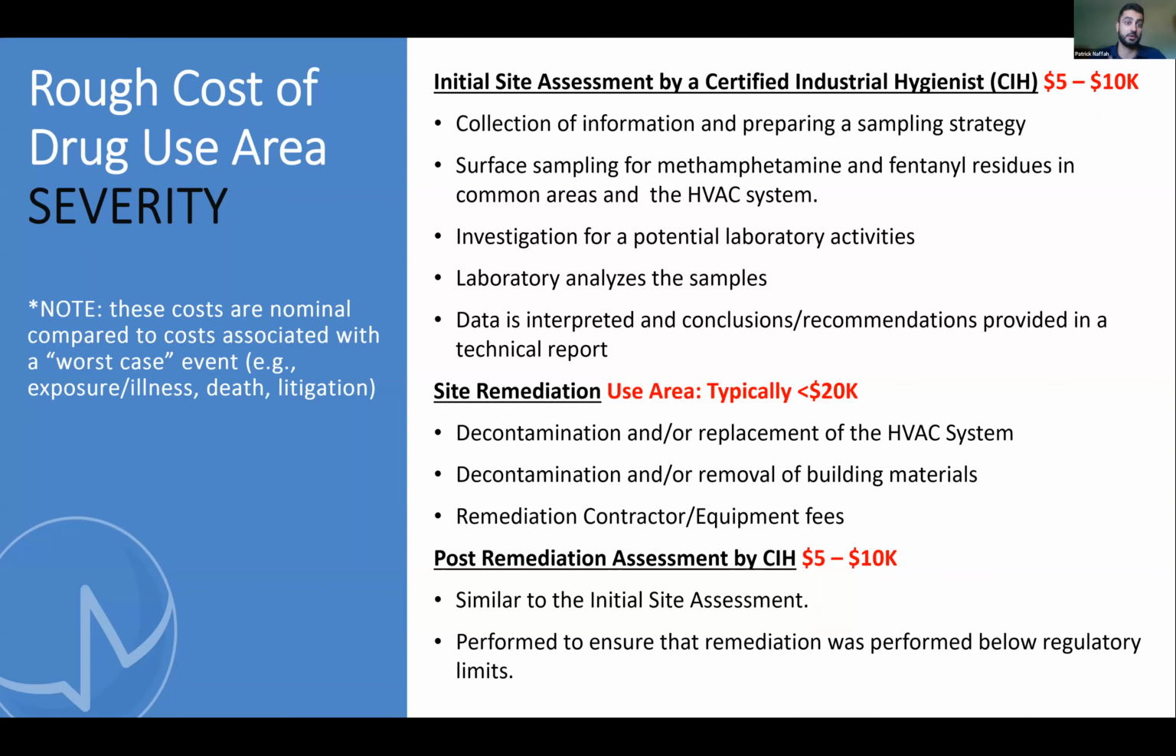You don't want to remediate and not do a follow-up assessment, because then you have no data, you have no proof or confirmation that the job is done. So if the remediation contract says the job is done and you take their word for it and someone gets sick, you have nothing on your end to defend yourself in your efforts to make it occupiable.